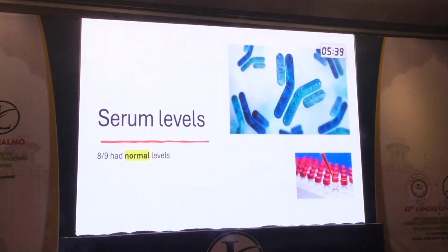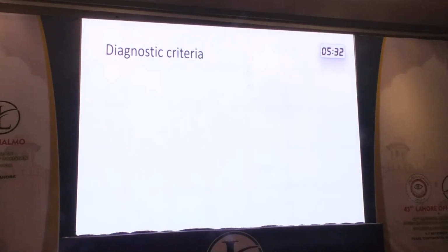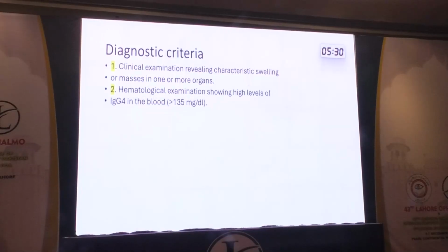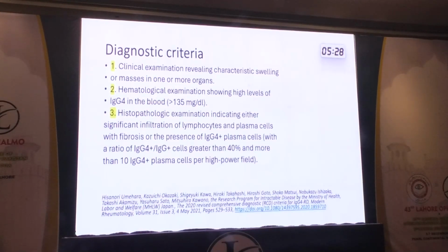The interesting thing was that 8 of the 9 of our patients had normal levels of IgG4. According to the diagnostic criteria, we need to have 3 of these: the presence of a clinically symptomatic swelling, hematologically IgG4 levels crossing 135, and a pathology confirmatory report. So the majority of our patients had 1 and 3 present, so they were probable IgG4, not definitive.